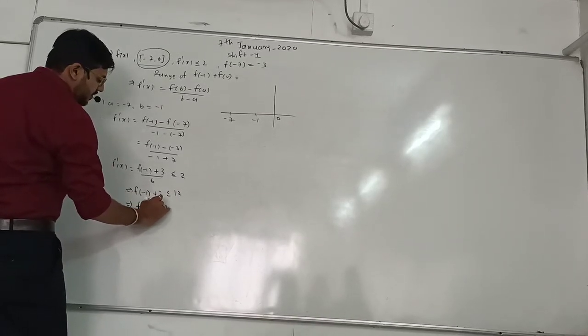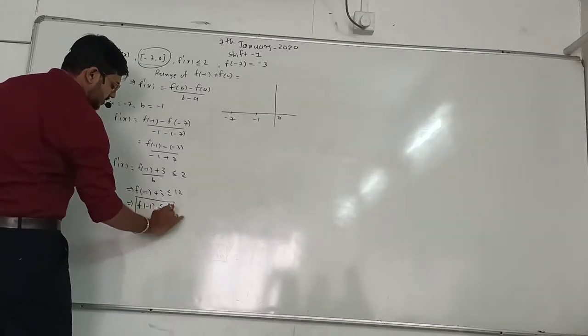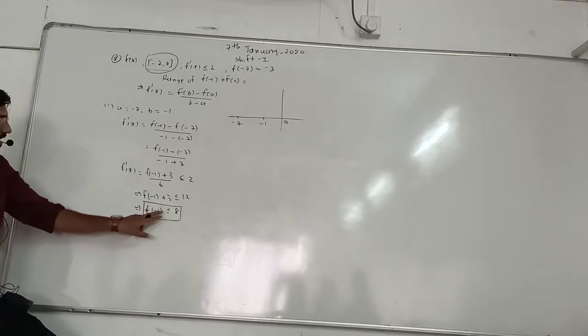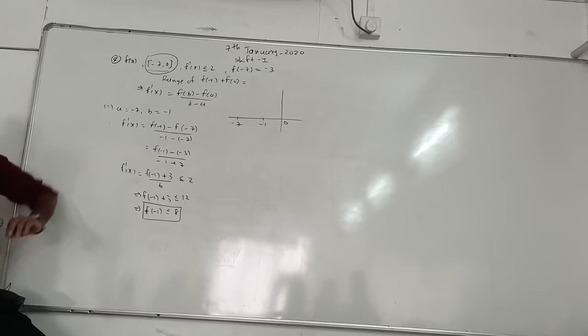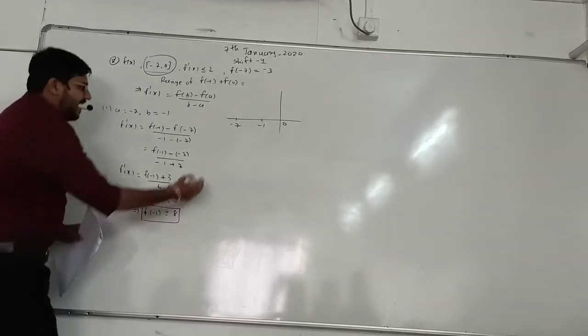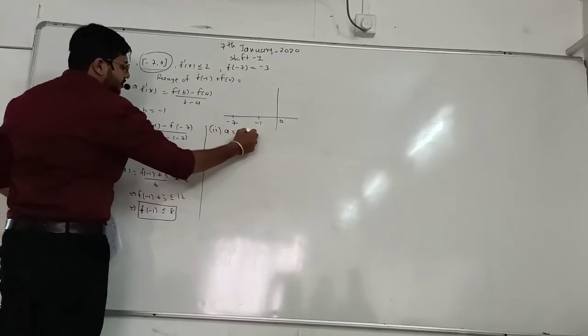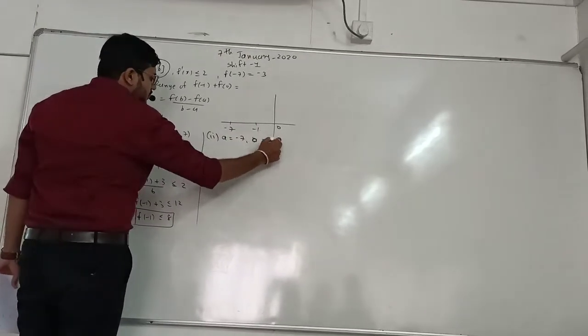So f of minus 1 is less than or equal to 8. This is one of the conditions we have: f of minus 1 is less than or equal to 8. And now, for the second condition, let us take the mean value theorem from minus 7 to 0.